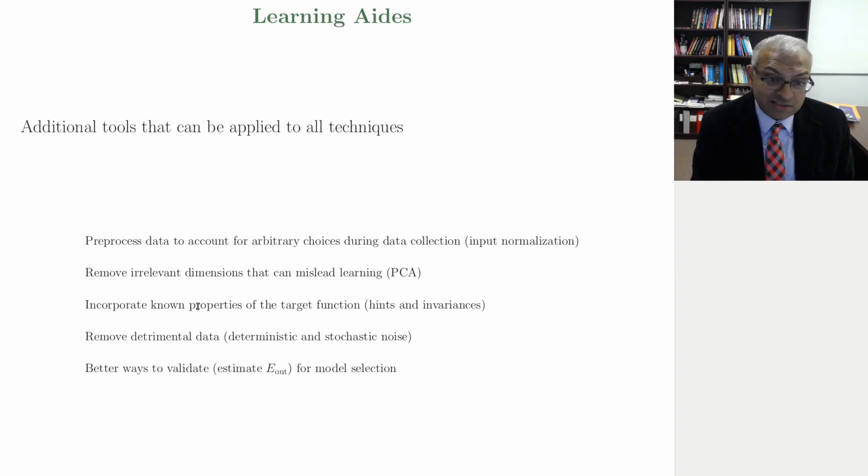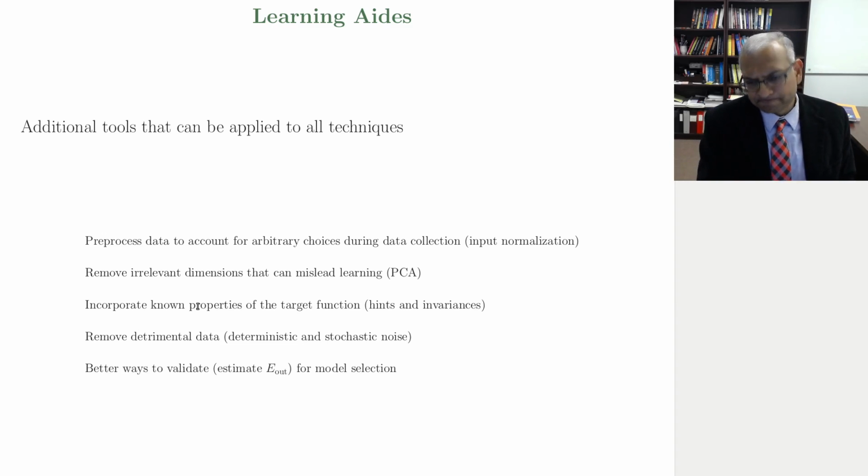And lastly, there is a whole literature of research on better ways to validate. We just talked about simple validation and cross-validation, but are there better ways to validate? Specifically, we use validation to do model selection in addition to estimating E-out. So if we can get better ways to validate, that can improve model selection. That gives us a better link from E-in to E-out.